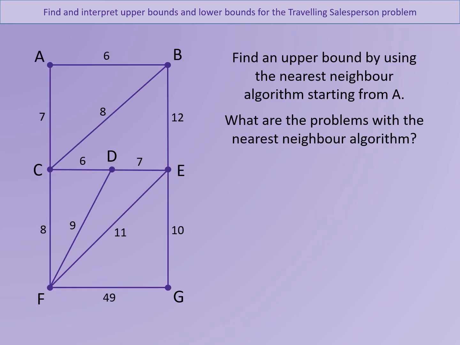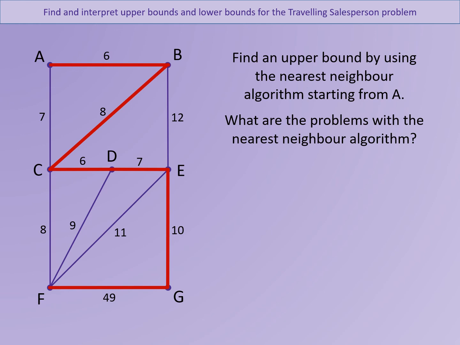Let's look back again at the nearest neighbour algorithm for finding an upper bound and see what problems might occur. So we're going to start with this graph here. I'm going to start at node A. So the nearest neighbour algorithm would take us from A to B, then from B to C, from C to D, D to E, E to G, and the first problem we encounter is that at this point we have no choice but to travel along GF, which is a very high weight.